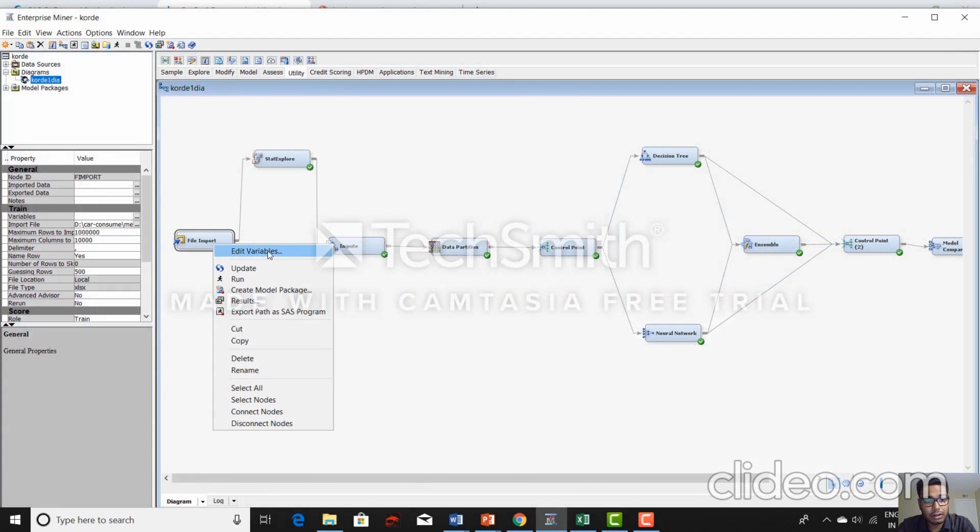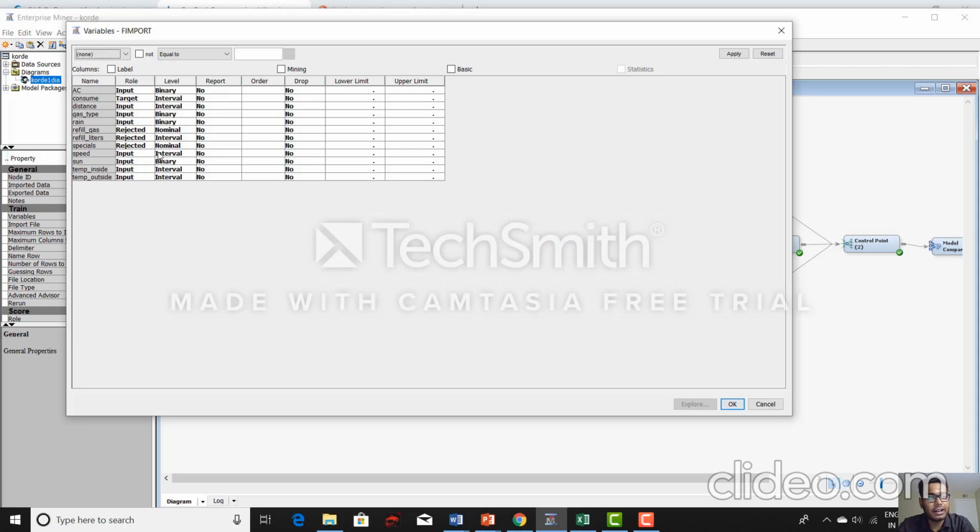If we go back and look at the variables in our data set, we will quickly get an idea of what our independent variables are. Our target variable is consumption of the fuel of a car, which is of interval type. AC, whether the AC was on or off, is of binary type. Distance, which is of interval type, means the distance that our car has traveled. Then whether there was rain or not, the gas type, which is binary type, and the temperature inside the car and the temperature outside the car. So these are our independent variables.